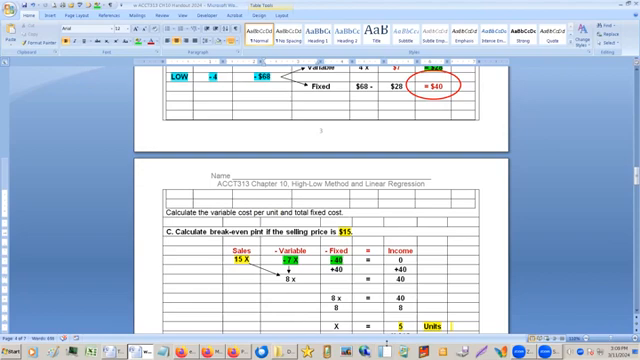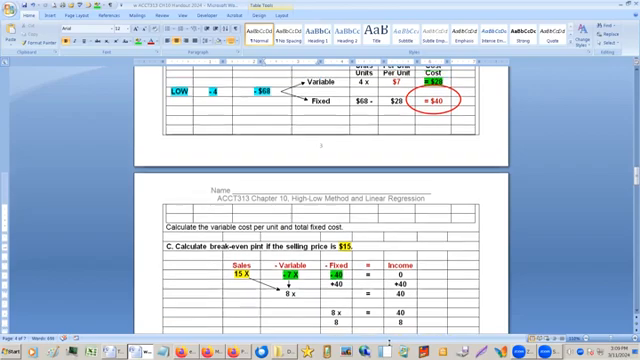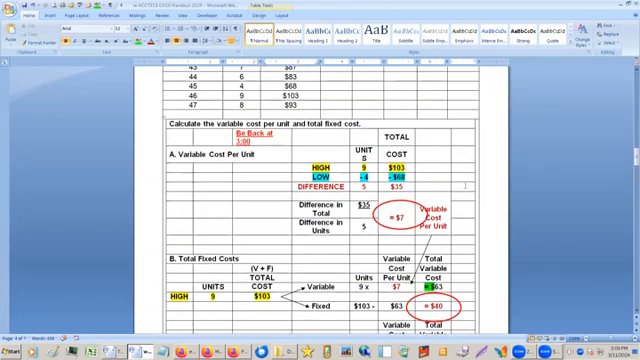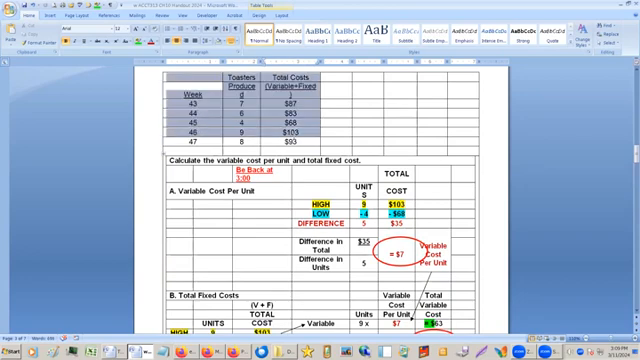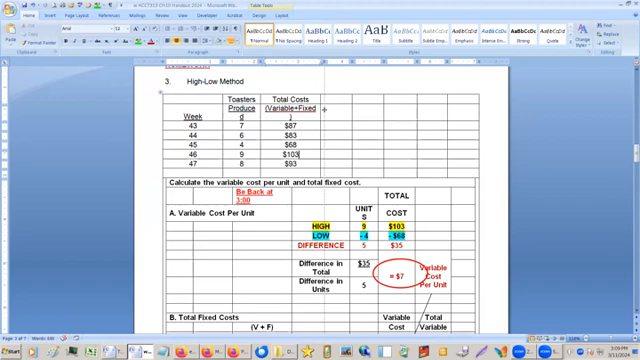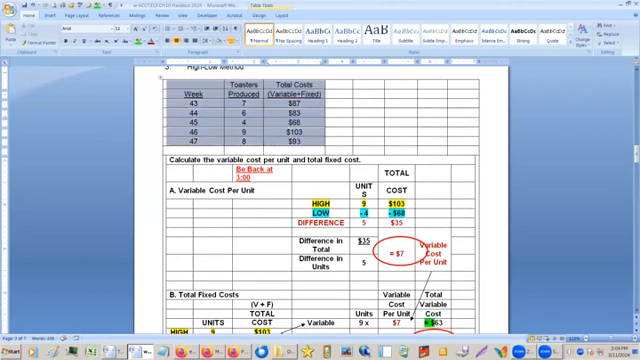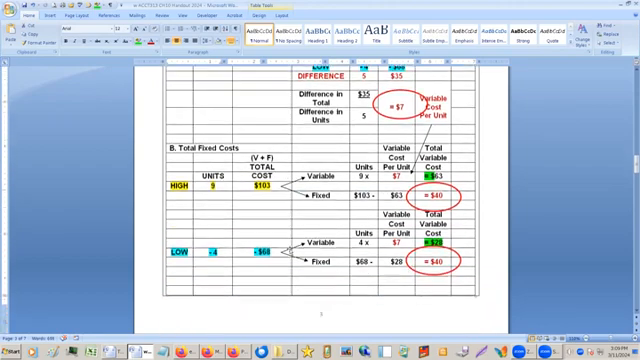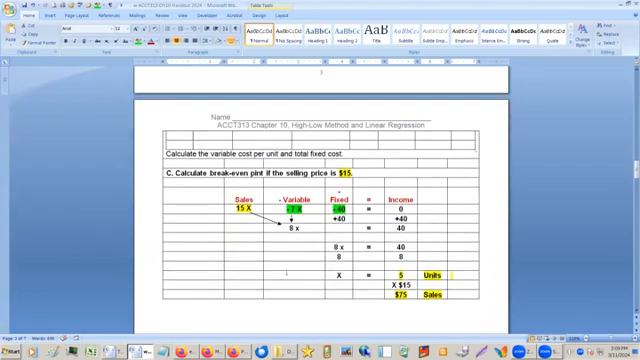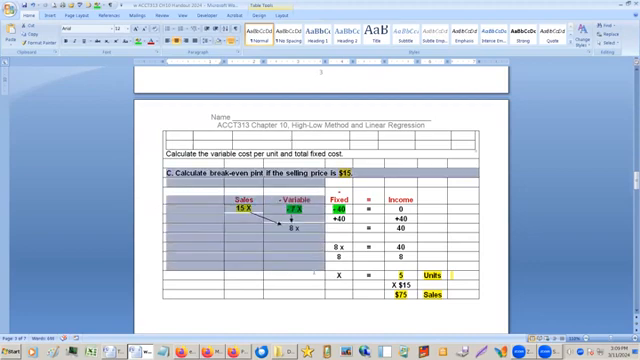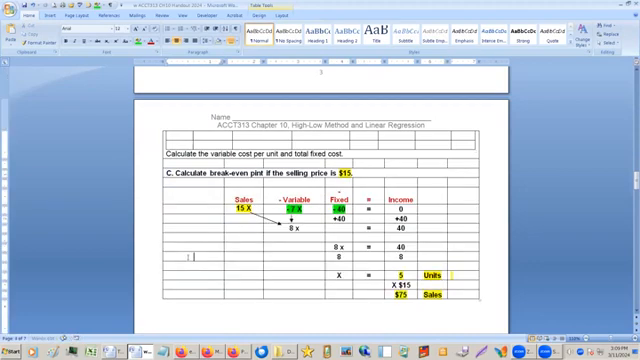It is kind of cool that you can be given just this information and find the break even. You get this information, use the high-low method, find the break even, and you can actually do it. On the exam, this is extra credit. This is extra credit on the exam.